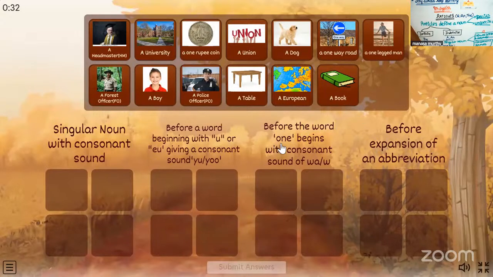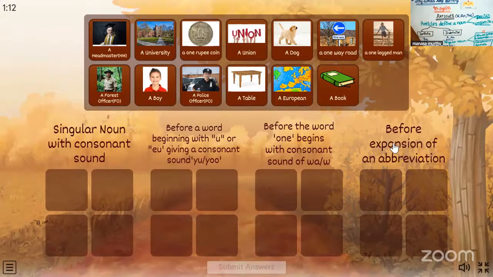Before the word one, which begins with the consonant sound of V. One. One-leg person. We don't say it as on. We say it as one. V is the sound. The vowel letter O has the vowel sound as in orange, right? But here it has a consonant sound of V. If the word has a consonant sound of V for the letter O, we prefix it with the article a.